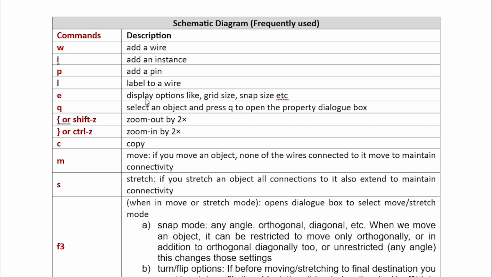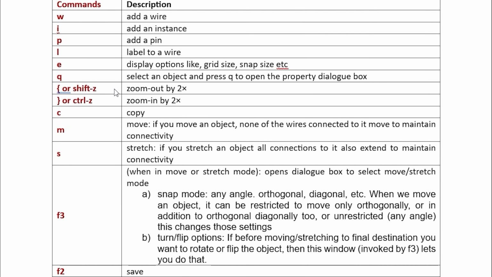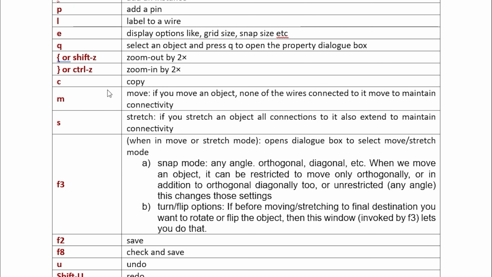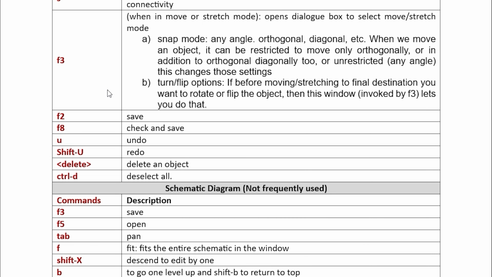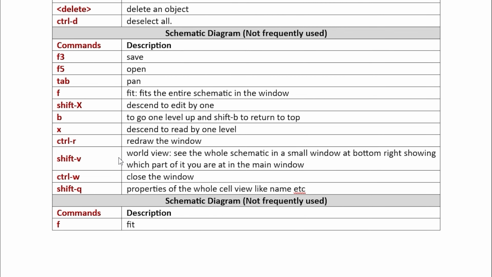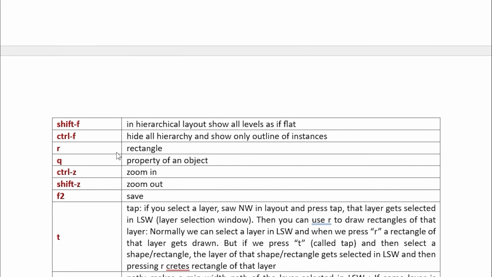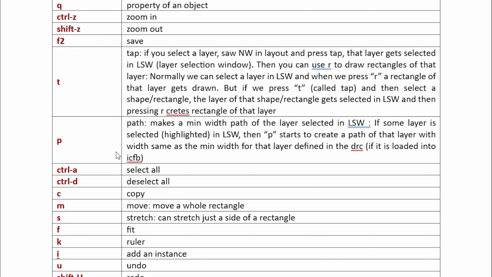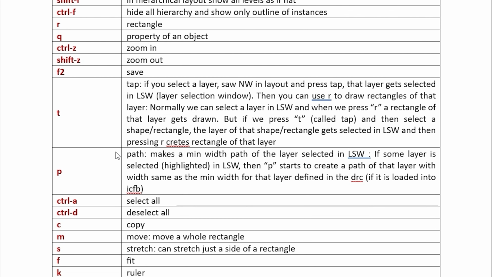Besides these, there are some other commands that are used less often but are still handy. For example, when we get to the layout part of the lab, you will use the ruler tool to measure distances, accessed via the K shortcut key. And again, I to place instances during layout too. To undo an action, simply press U. To redo, press Shift plus U. These undo and redo shortcuts are lifesavers when you want to quickly fix mistakes.